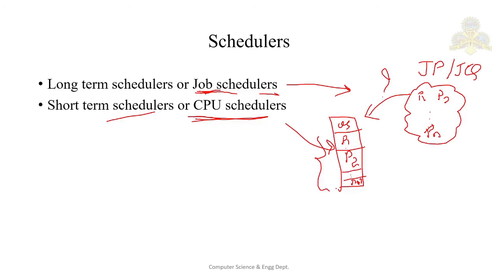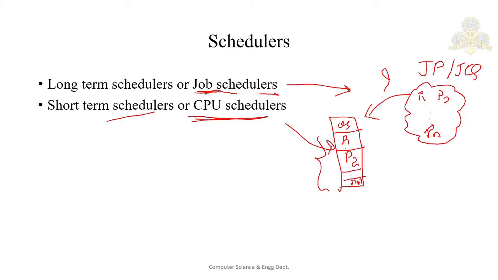Now, the primary difference between these two schedulers lies in the frequency of execution. How frequently do you execute these two schedulers? The short-term scheduler must select a new process for the CPU frequently. A process may execute for only a few milliseconds before waiting for an I/O request.